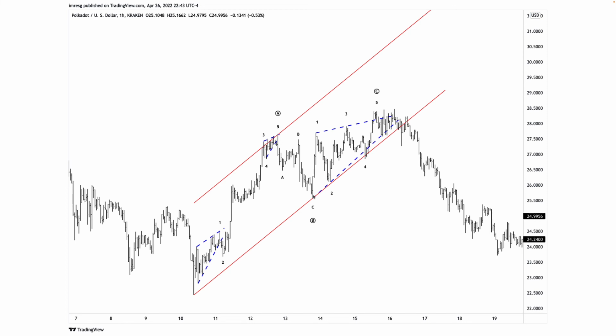Wave B is its own zigzag, and then wave C here, the final wave of the zigzag, is an ending diagonal, or otherwise known as a rising wedge. And again, notice what happens once we break out the bottom of that corrective price channel. We get that large reversal.